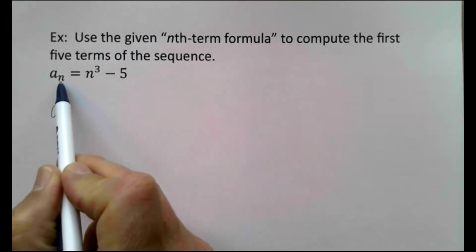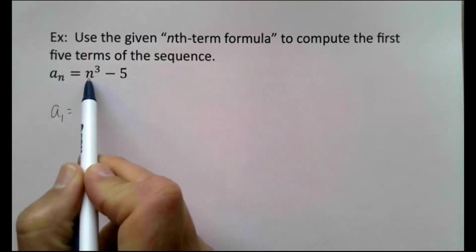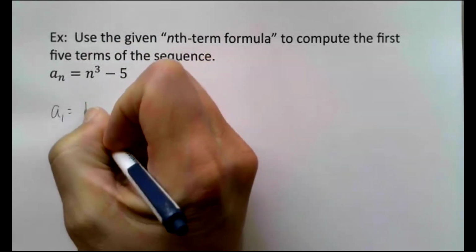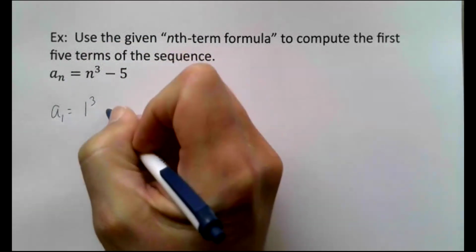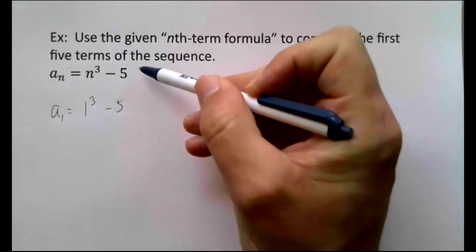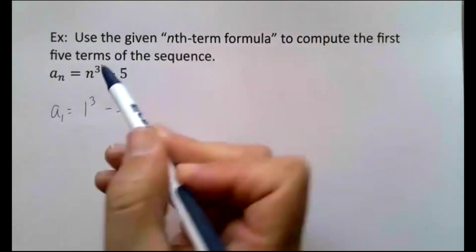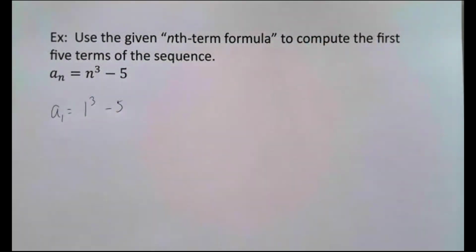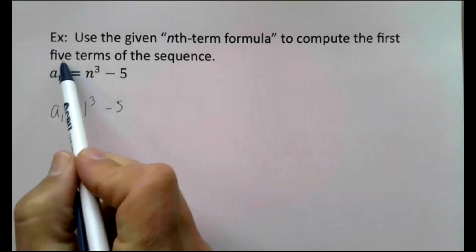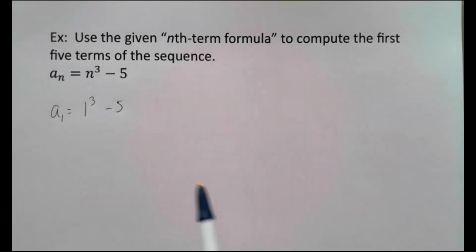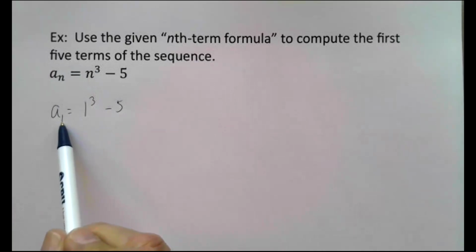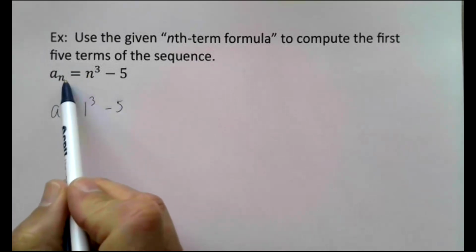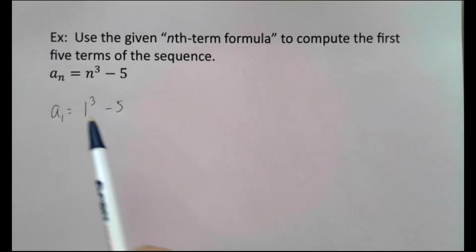I'm putting a 1 in that spot right there, so I'm also going to put a 1 in that spot right there. Notice I just recopied the formula that we were given by replacing the n with 1. Why am I replacing the n with 1? Because I'm trying to find the first term of the sequence. Ultimately, we're going to find the first 5 terms of this sequence, but we're going to start with the first term. So everywhere you see an n, you put a 1 there.